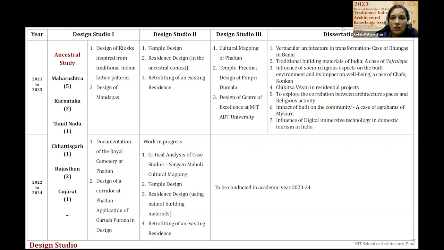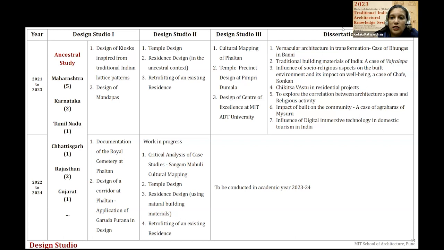This year, as I told you, our first batch is graduating, and we had seven dissertation projects, again with a lot of variety and a lot of exploration in various domains of Indian knowledge systems. For example, Chikitsa Vastu in residential projects, where recommendations of changes and modifications for the betterment of the space were explored. Or one of our students explored the Agraharas of Mysore, which need immediate attention.